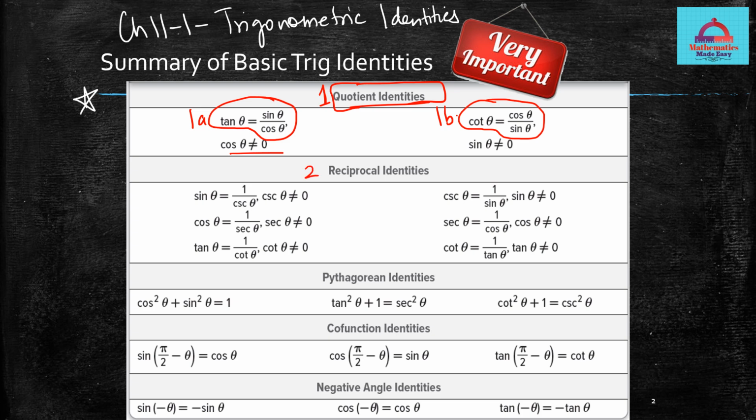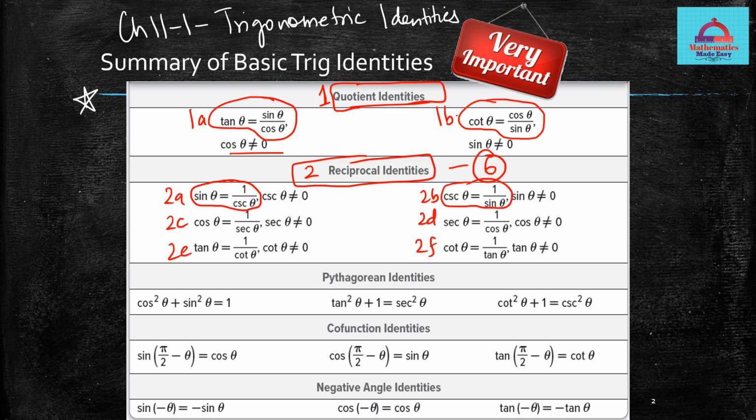Then comes your second one, which is reciprocal identities, and in this we have 6. So 2A, 2B, 2C, 2D, 2E and 2F. So accordingly you remember there are 6 of them. So first is the very simple one, that sine is the reciprocal of cosecant. Accordingly, if you do the opposite, cosecant is the reciprocal of sine. Similarly, cos is the reciprocal of secant. Conversely, secant is the reciprocal of cos. Tan is the reciprocal of cot. Conversely, cot is the reciprocal of tan.